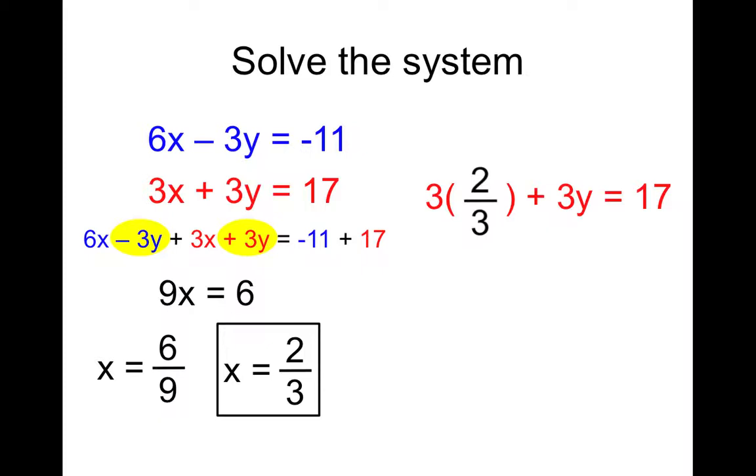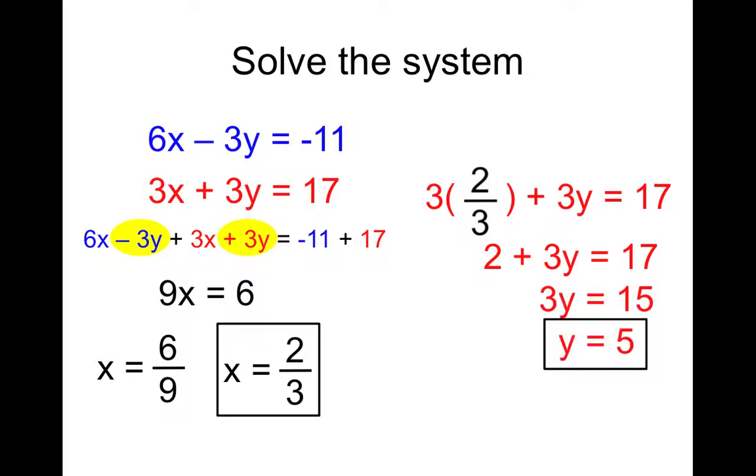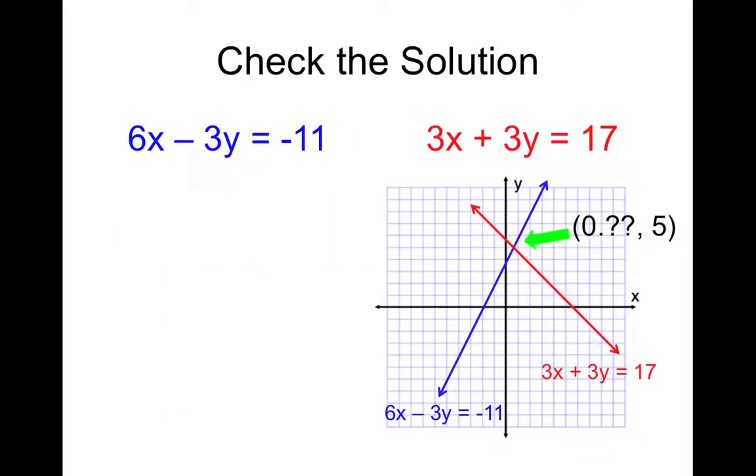3 times 2/3 is just 2. We'll subtract 2 from both sides and then divide both sides by 3. The y-coordinate is 5. And that's exactly what we expected from the graph. The x-coordinate is something between 0 and 1, and the y-coordinate is 5. Elimination was an easy way to figure out that the x-coordinate is exactly 2/3.